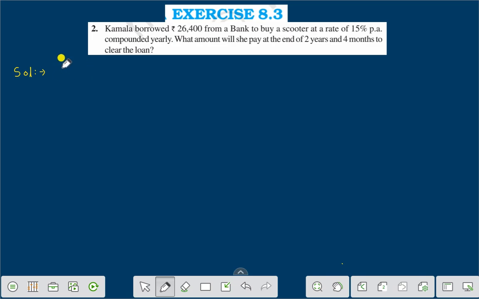Principal P is given as rupees 26,400. This is the principal. Rate of interest R is 15% per annum.